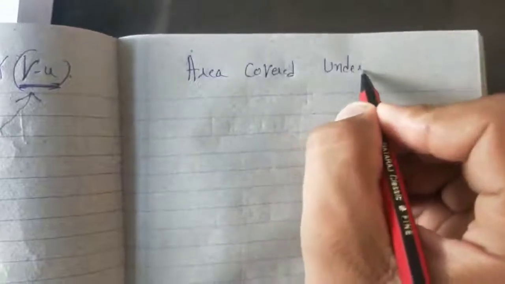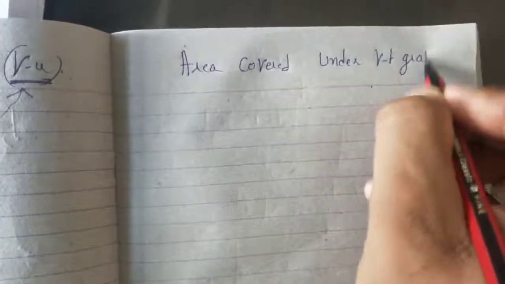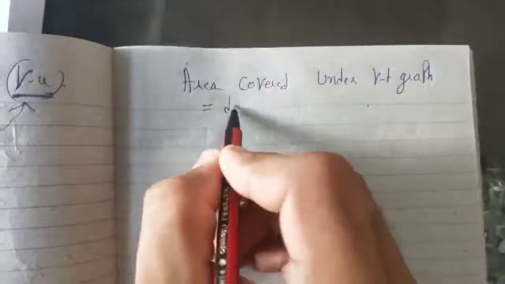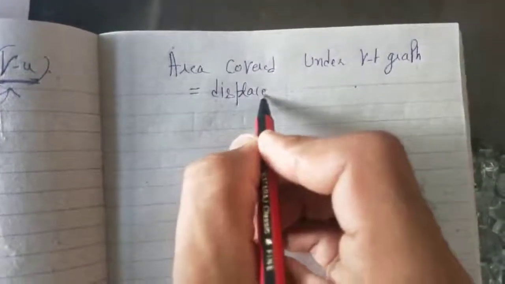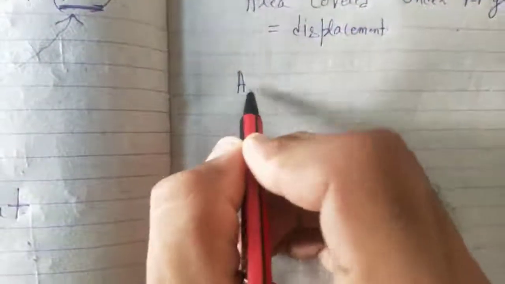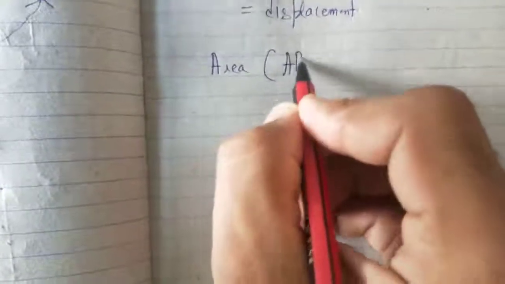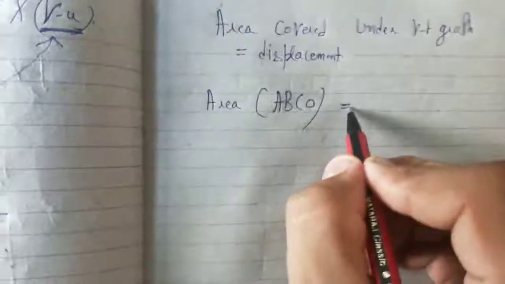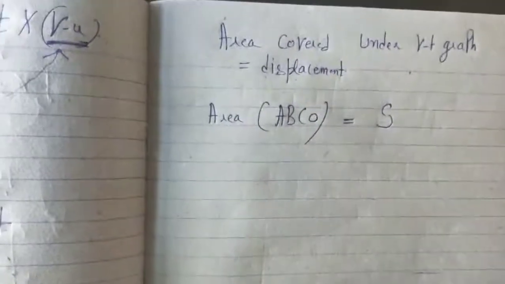Okay, so we will start from the same concept, area covered under the VT graph. What does it give? It gives displacement. Okay, like this. So what is the area? Area is ABCO. It's a trapezium, na? So it will give the displacement. Displacement is represented by S.